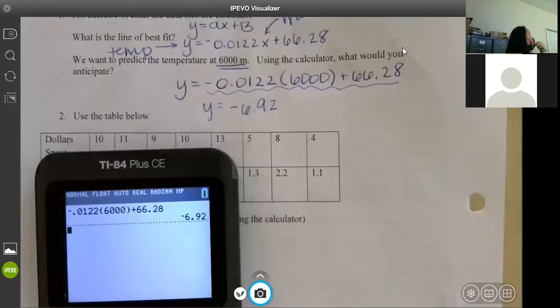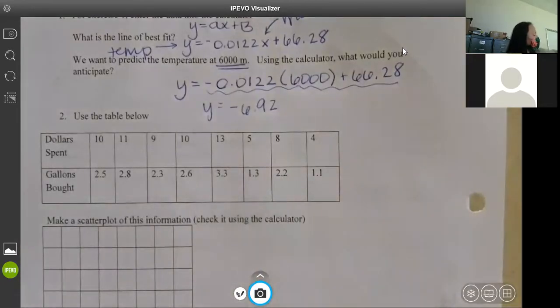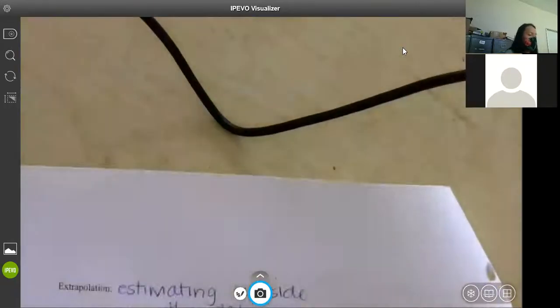Yeah, and the higher you get, remember, the colder it gets. Think about the mountains. The higher you get, the colder it gets, right? So that's not terrible. But here's what the difference is between interpolation and extrapolation.